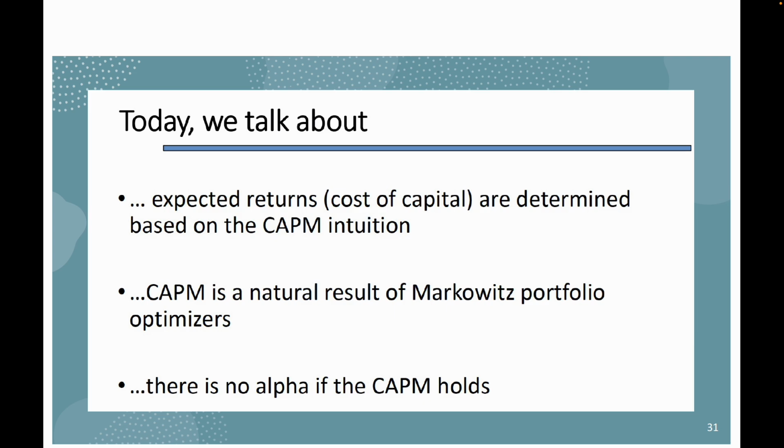I will argue, I also argued, when I say I argue, open up a textbook, it's the same argument. Yeah? So it's not that I make an idiosyncratic argument. Then the CAPM is a natural result of Markowitz. That's also pretty nice. And if the CAPM holds, then there is no alpha. So again, something the asset managers don't like.